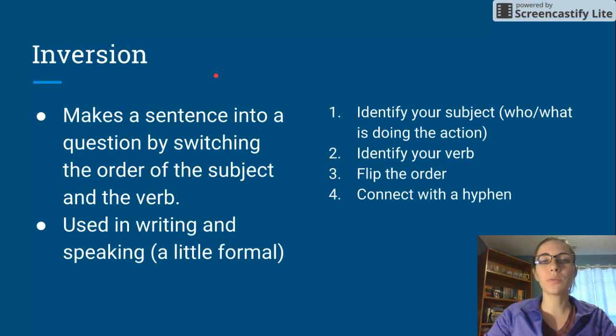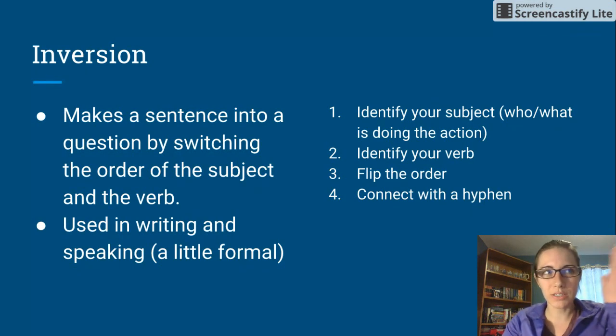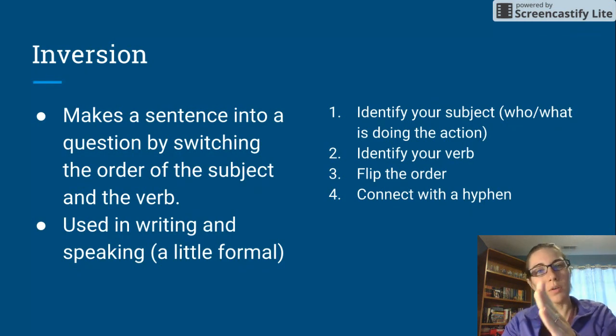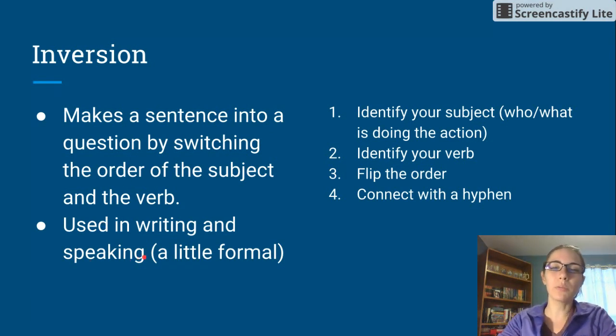Our next way to ask a question is inversion. You're making a sentence into a question by switching the order of the subject and the verb. We do this in English. So if we have, it is sunny outside, that's a statement, it is sunny outside. But to make it a question, we say, is it sunny outside? We took our subject, it, and our verb, is, switched them, and that made it a question. This is used both in writing and speaking, though it's a little bit formal in speaking.